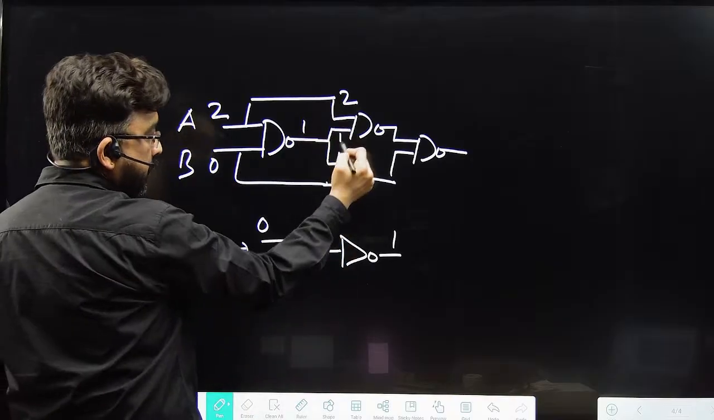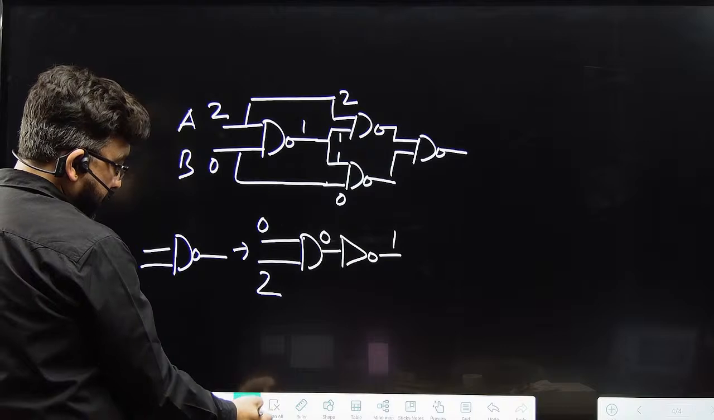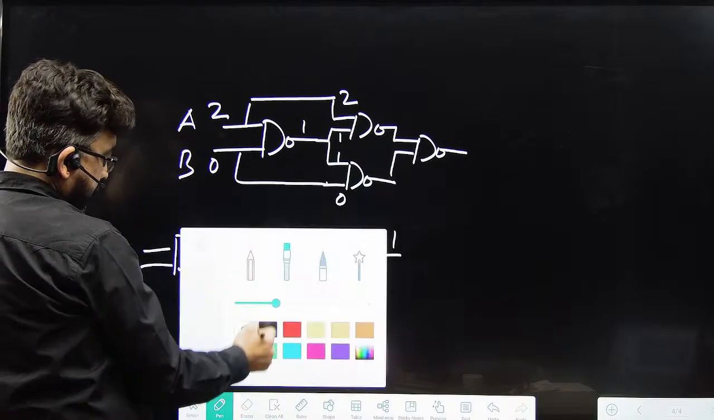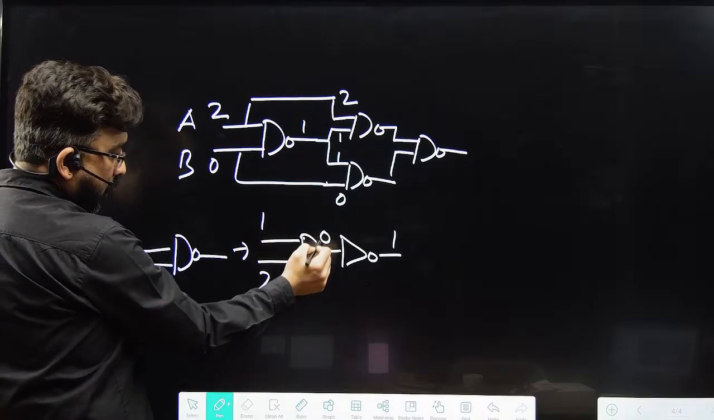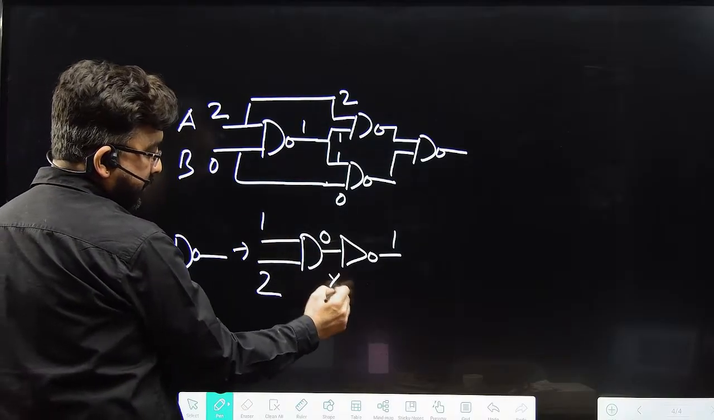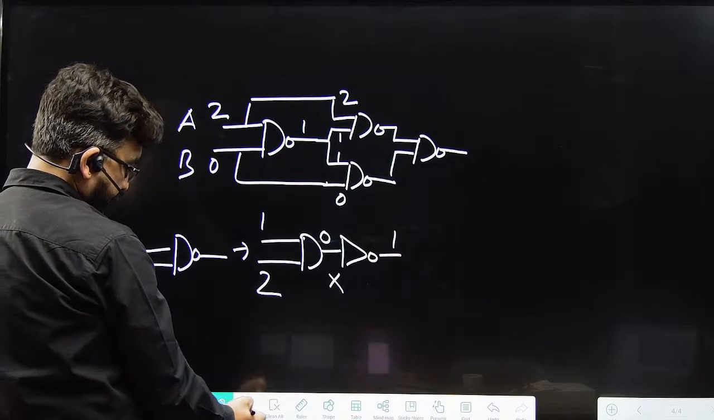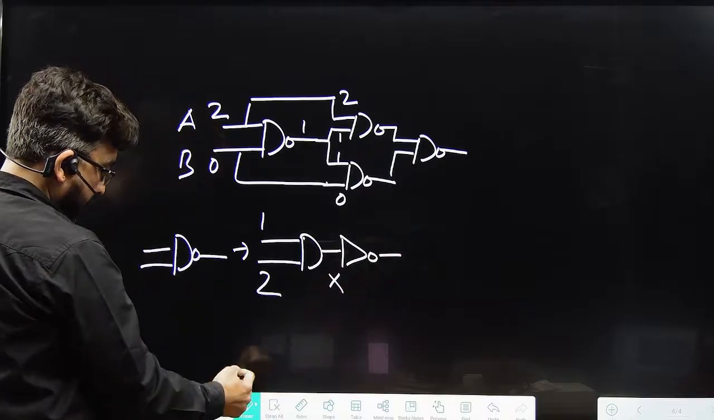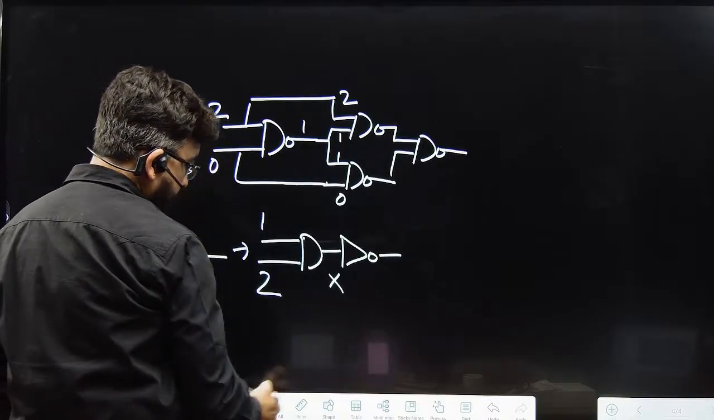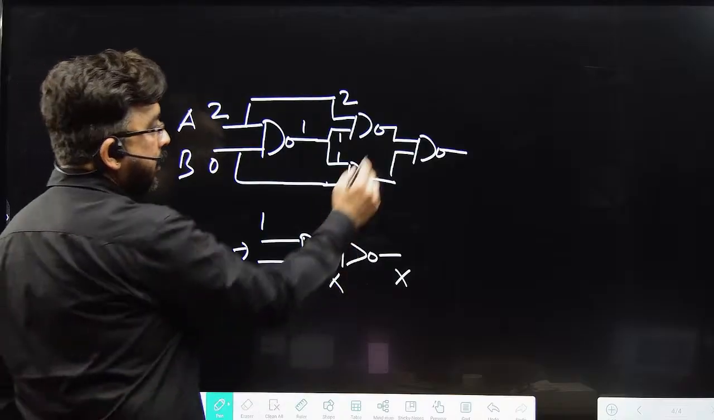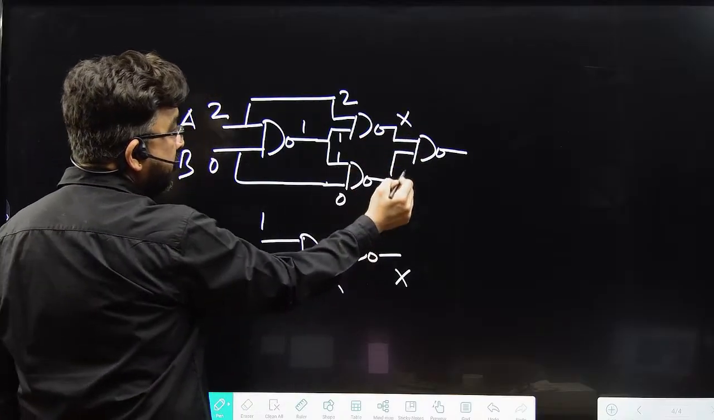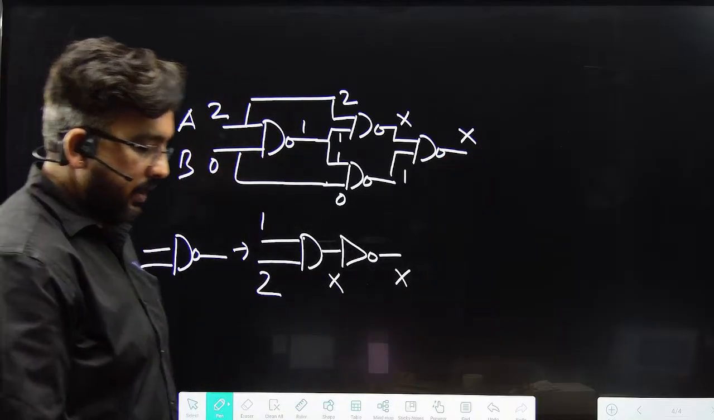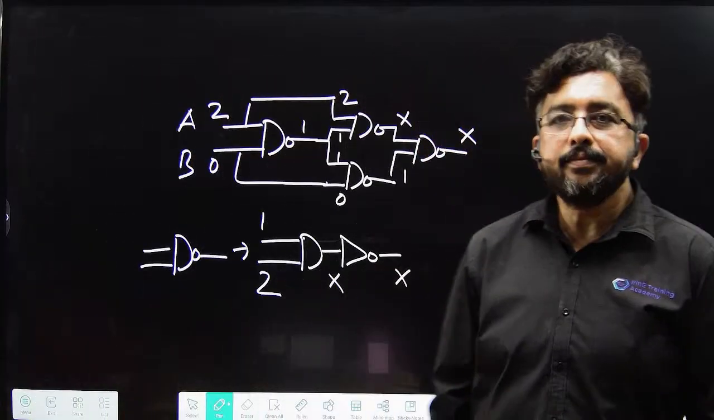So 1 and z. What will happen if any input is 1 along with z in AND gates? 1 and z, the output is x. So x passed by the inverter is x. Here 1 and 0 will give 1. So again 1 and x will be x.